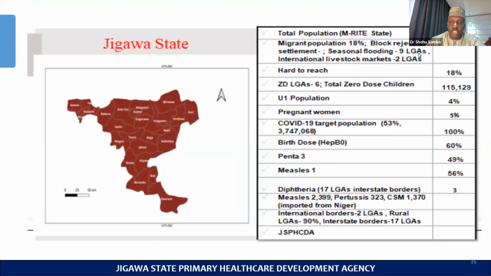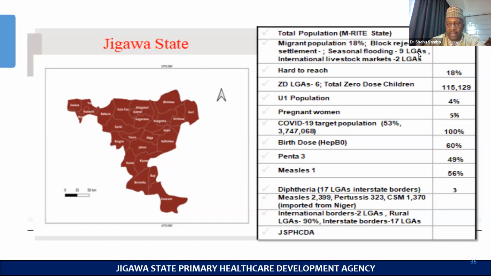So this is my state. Jigawa State is one of the northern states of Nigeria. It has a border with Niger Republic. The population of Jigawa State is a little over 7 million. It is an MRIGHT state, that is, the MOMENTUM Routine Immunization Transformation and Equity project is supporting us in the state. If you look at the breakdown of the population, you have a migrant population accounting for about 18% of the population.